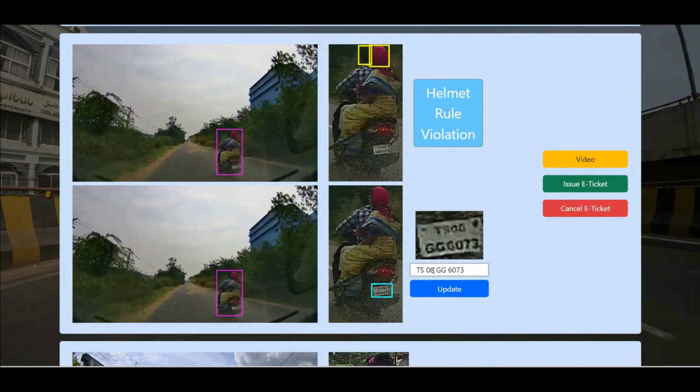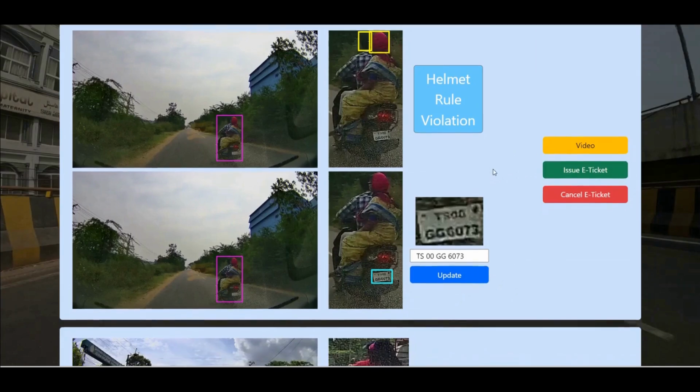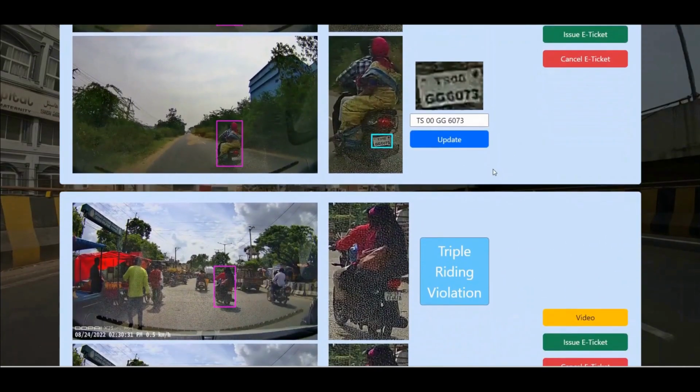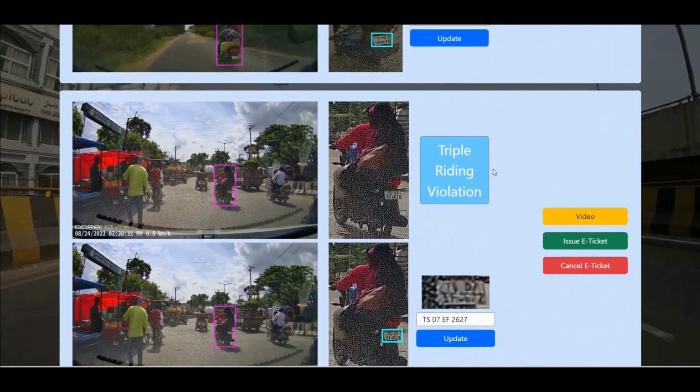In that case, we can update it using the input field and the update button. Once the license plate is updated successfully, the ticket can be generated. Going on to our next report.